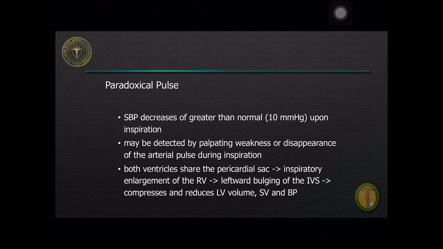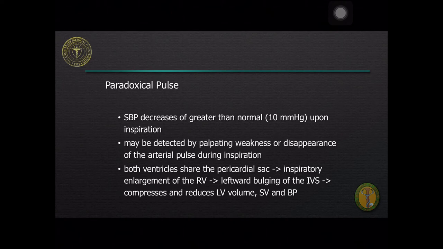An important clinical clue in cardiac tamponade is the presence of paradoxical pulse, defined as a decrease of greater than normal systolic blood pressure upon inspiration, which is more than 10 mm mercury. It may be detected by palpating weakness or disappearance of the arterial pulse during inspiration.